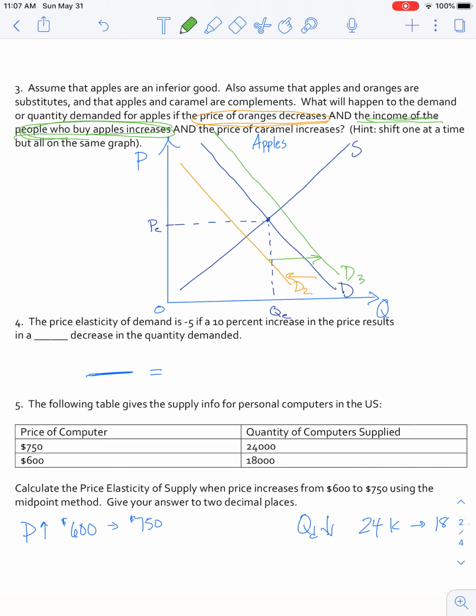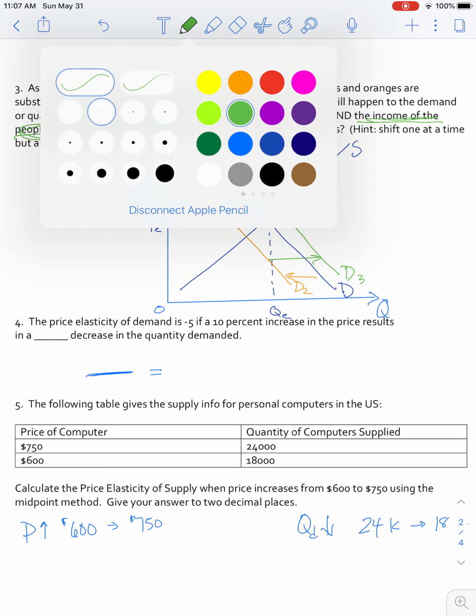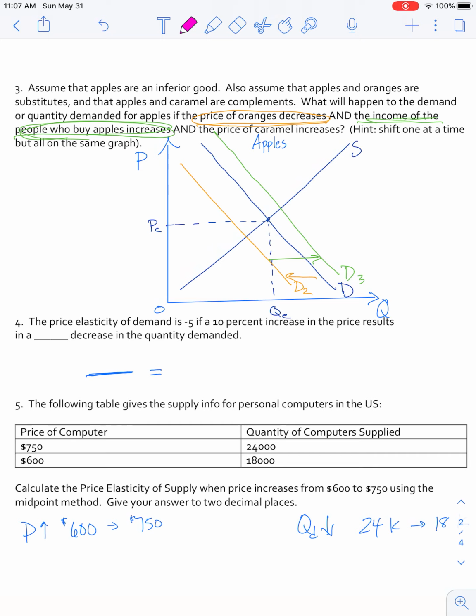Income of people who buy apples increases, and now the price of caramel increases. So let's pick another color for caramel. We'll make this pink. If the price of caramel increases, and apples and caramel are complements, so if the price of caramel goes up, people buy less caramel, right? That's just the law of demand. At a higher price, people buy less of it. So think about the demand curve for caramel. Higher price, people buy less caramel. If people are buying less caramel, what happens to the demand for a complementary good? Well, then it goes down. So from D3, you're going to see a decrease in demand. So we'll call this D4.